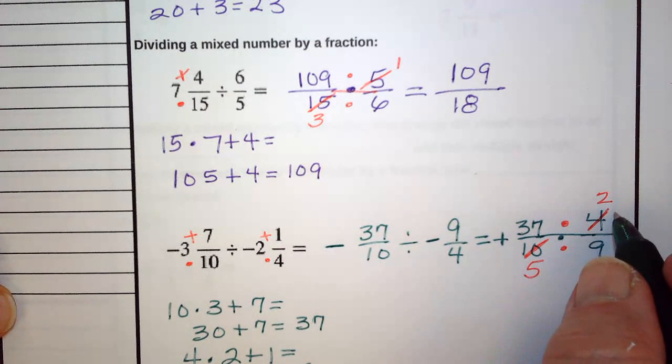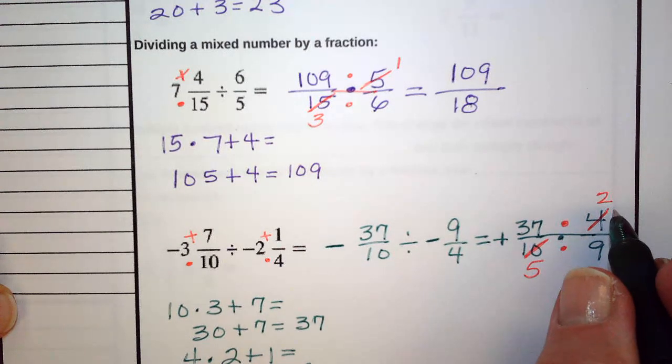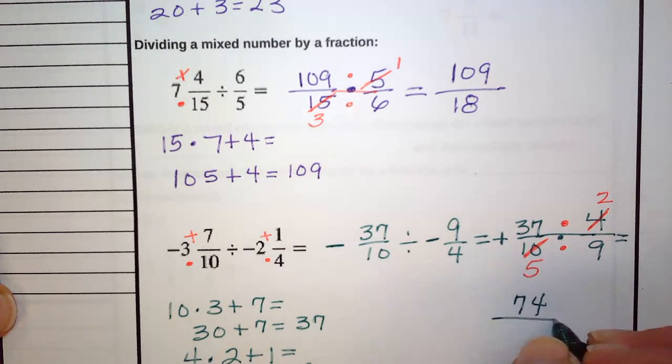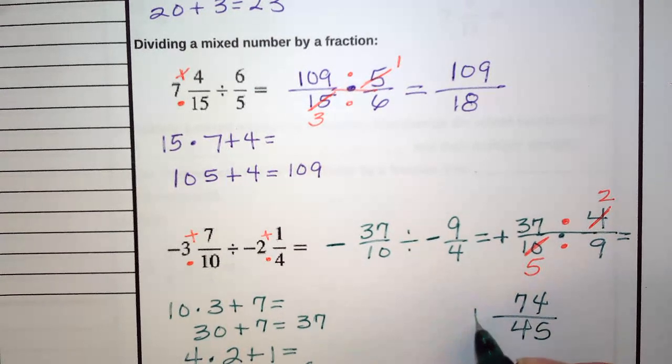37 times 2. 30 times 2 is 60. 7 times 2 is 14. 60 plus 14 is 74. 5 times 9 is 45. And we are done.